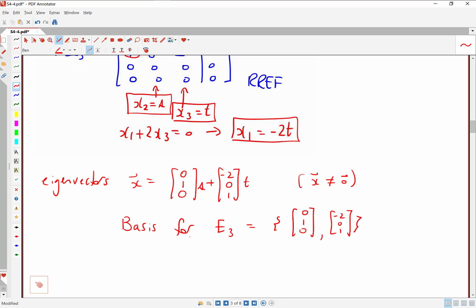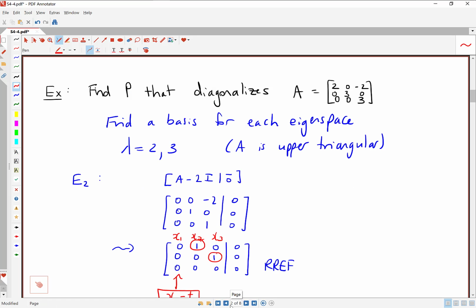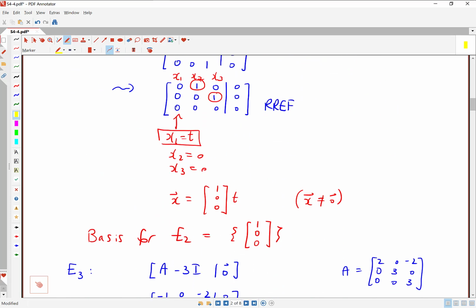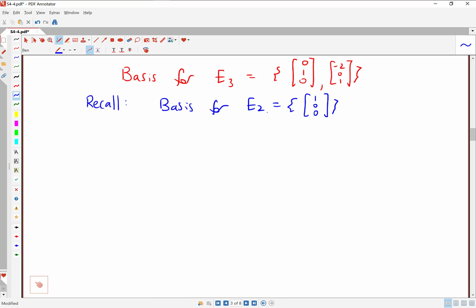So let's look back at the beginning of the problem and just figure out what we're trying to do here. We're trying to find a matrix P that diagonalizes A, and we said we should find a basis for each eigenspace. All right, so let's write down what our basis for E2 was. We had it right here, it was (1, 0, 0). So I've just recopied that information, the basis for E2, so that we can see everything all in one place.